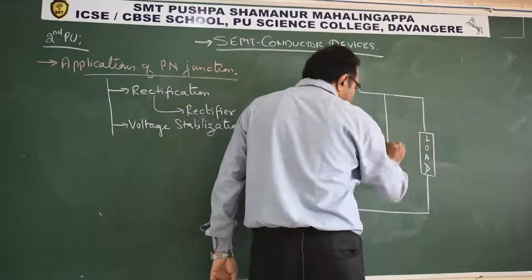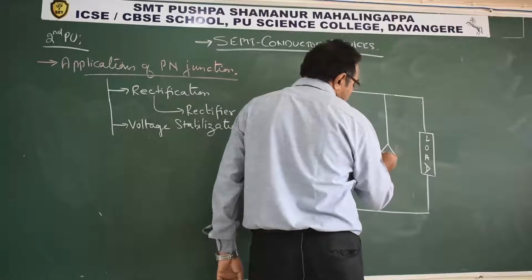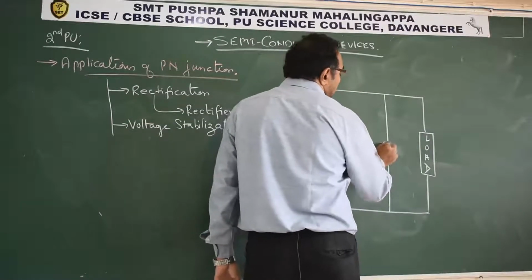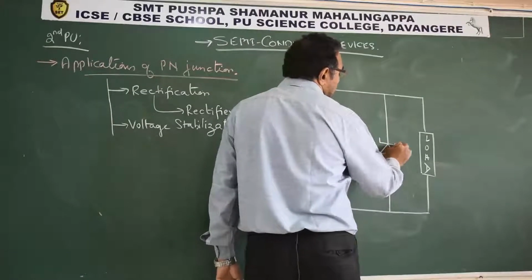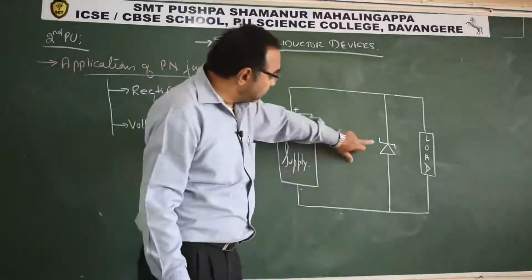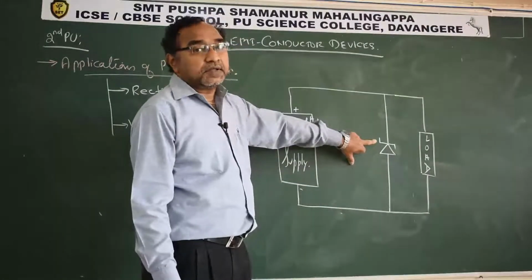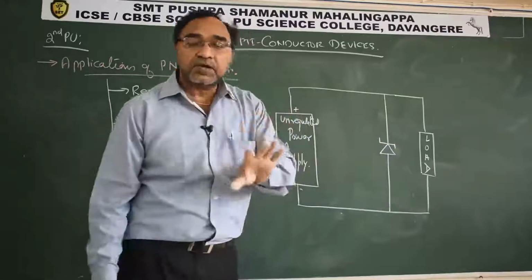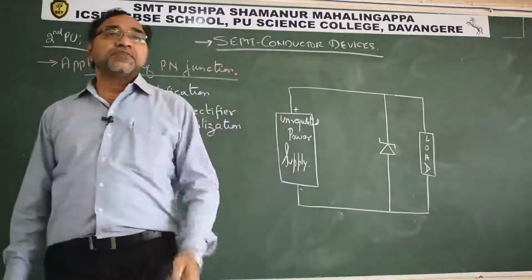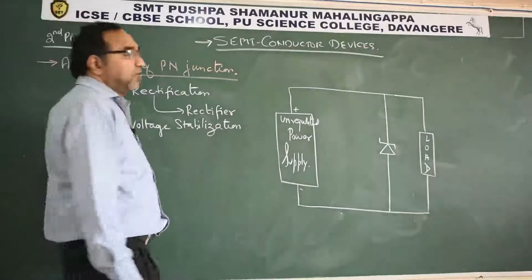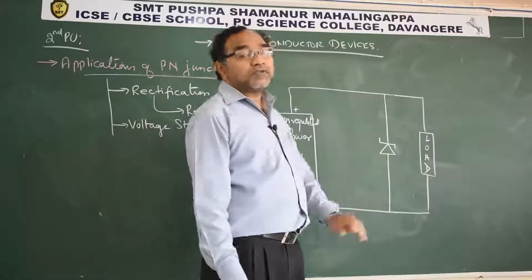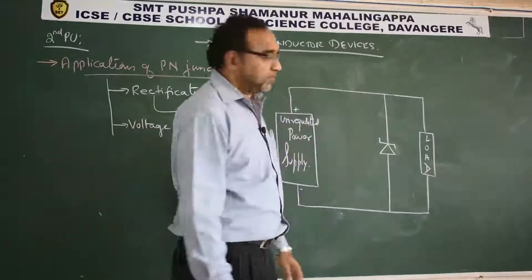So here I will connect a diode, and the diode which is connected is said to be a Zener diode. Remember, the symbol has a Z, for Zener. If this is not there, then it is a normal diode, a PN junction. So what is the difference between a normal diode and a Zener diode? A Zener diode is always connected in reverse bias.